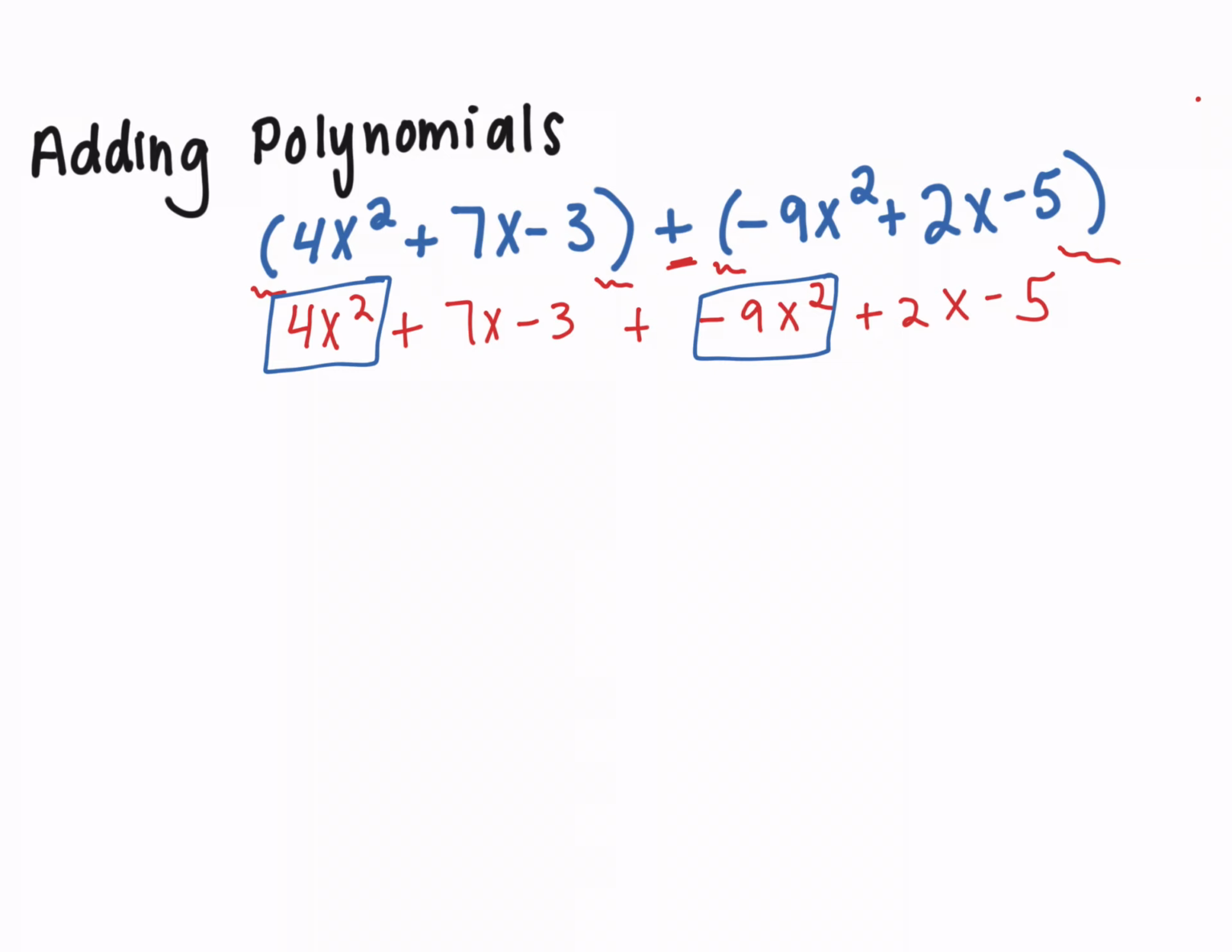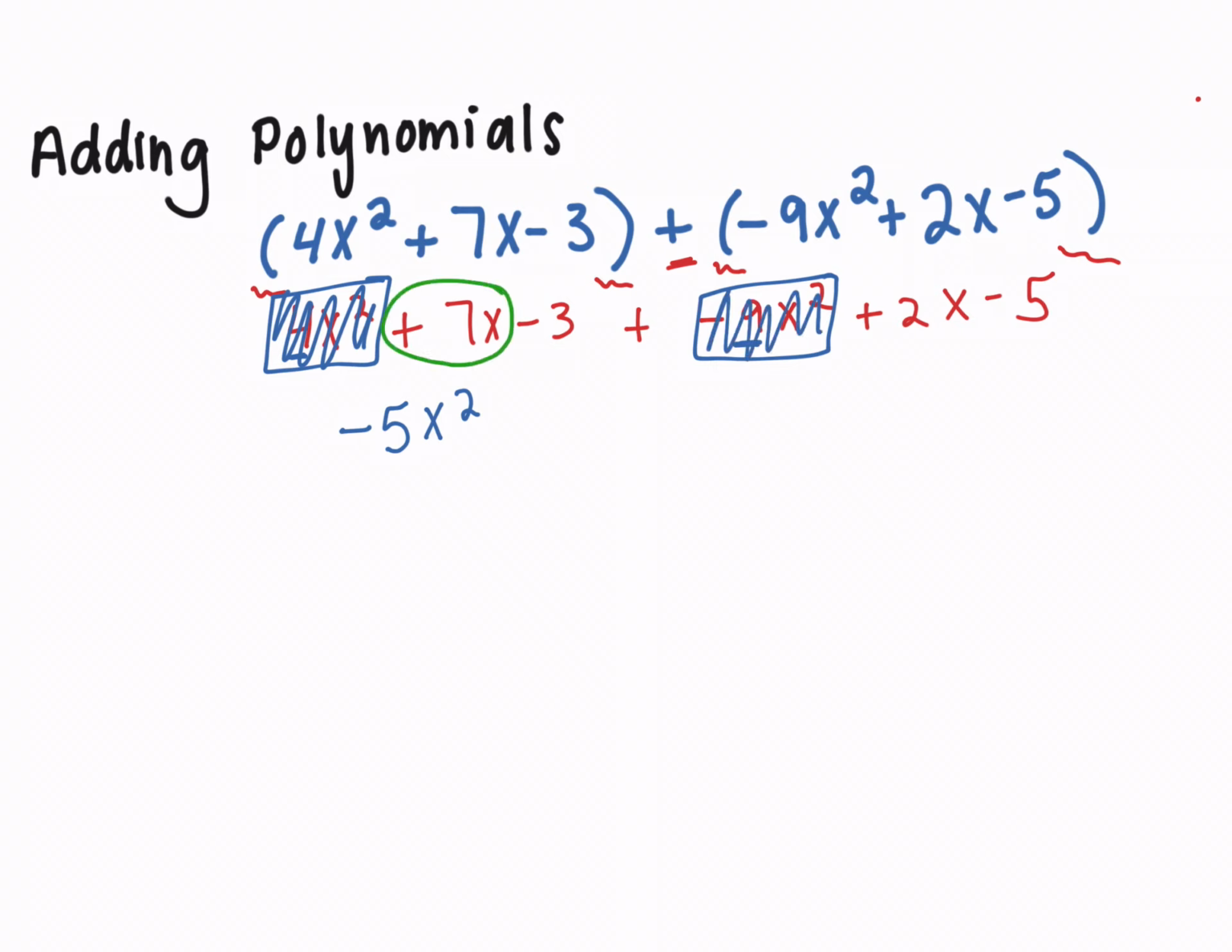Once I figure out that those are my two like terms, I'm going to combine them. So I'm going to add 4 and negative 9. That's going to give me negative 5. And I just keep the term. I keep the x squared. So then I'm done with that. I'm going to cross it off. I'm going to move on to my next term.